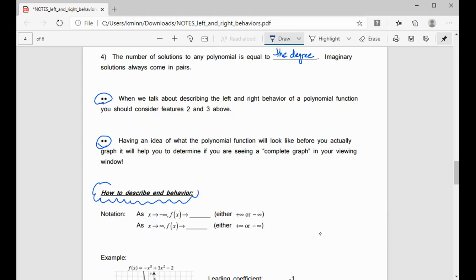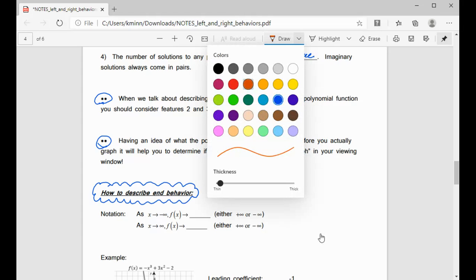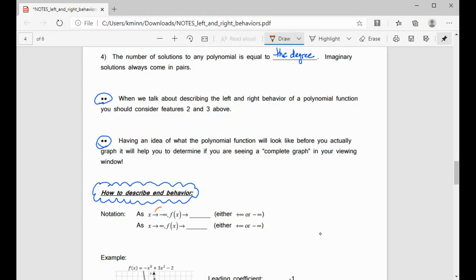Okay, so describing end behavior. What happens at the ends? This is big, this is new notation. This means as x approaches negative infinity. So this arrow right here means approaches.